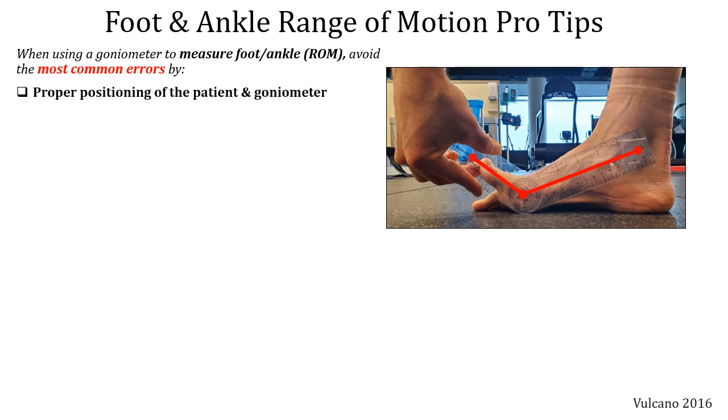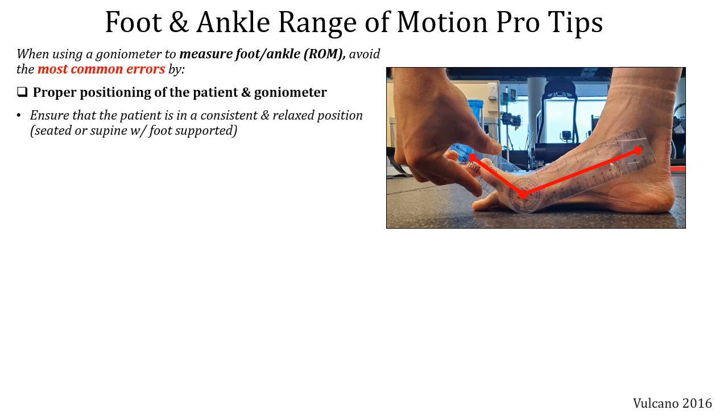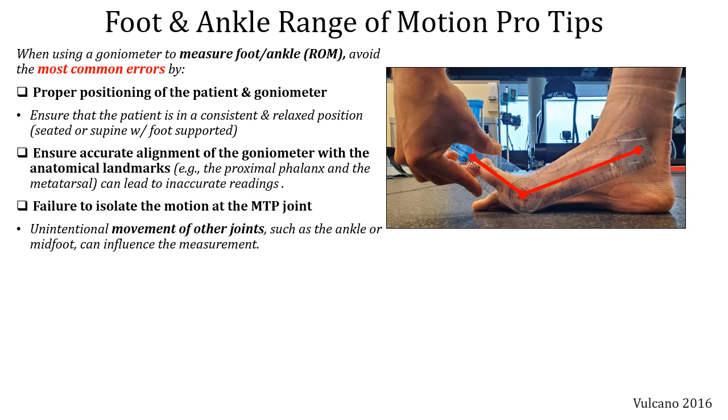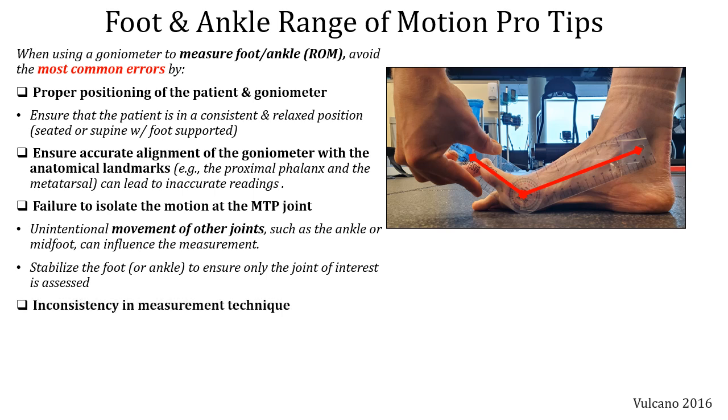First, proper positioning of the patient and the goniometer, ensuring that the patient is in a consistent and relaxed position, seated, supine, or with the foot supported. Ensuring that we have accurate alignment, of course, of the goniometer with our anatomical landmarks. Failure to isolate the motion to the particular joint. The example given is the MTP joint. Unintentional movement of other joints such as the ankle and/or midfoot can influence the measure in a negative fashion. Thus, we're measuring something other than what we intend to measure. We need to stabilize the joints above and below, if we're talking about the ankle.